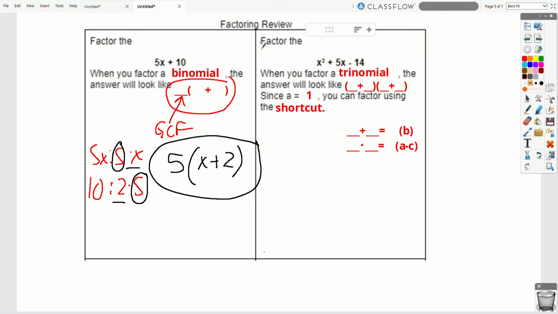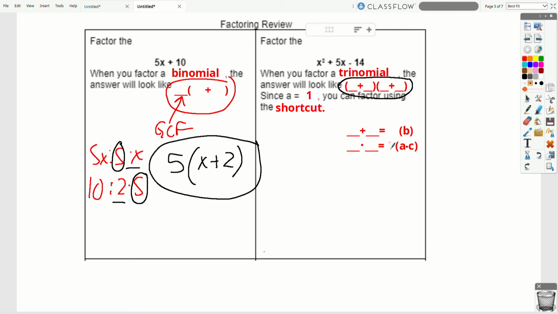And so when we have a trinomial, three terms, x squared plus 5x minus 14. So this has 3 terms. Now, whenever we factor something like this, the answer is going to look like blank plus blank times blank plus blank. It'll usually be x plus 1 times x plus 2, something like that. But that's a little different than the box on the left. So when you factor a trinomial, it looks like this. And so since a does equal 1, and remember a is the number in front of the x squared, since that equals 1, we can factor this using the shortcut, okay?